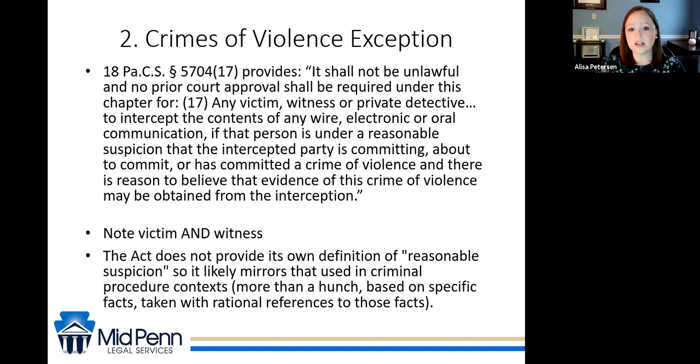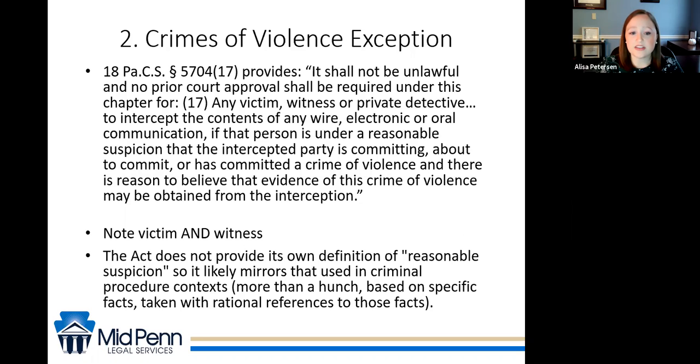The other exception that's helpful for crimes of violence is the crimes of violence exception, and it says that it shall not be unlawful and no prior court approval shall be required under this chapter for any victim, witness, or private detective to intercept the contents of the wire, electronic, or oral communication if that person is under a reasonable suspicion that the intercepted party is committing, about to commit, or has committed a crime of violence. And there is reason to believe that the evidence of the crime of violence may be obtained from the interception.